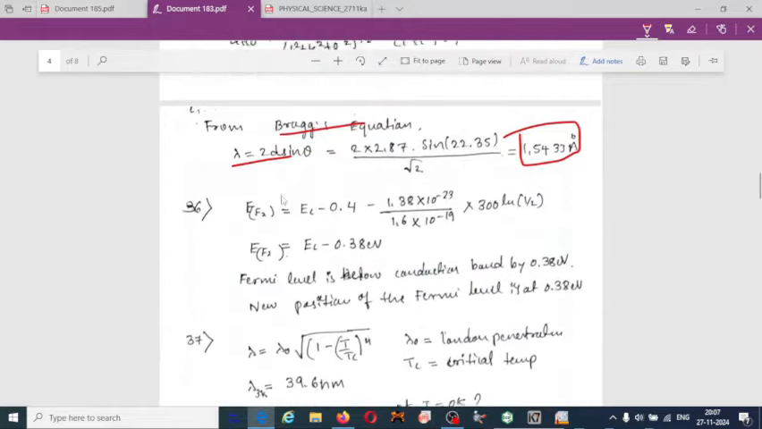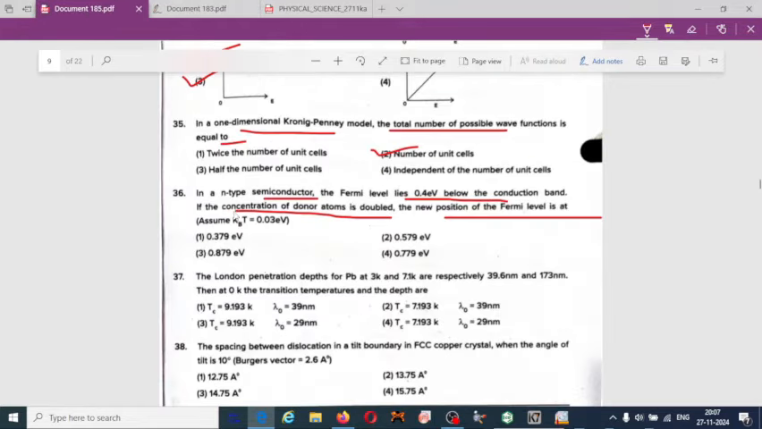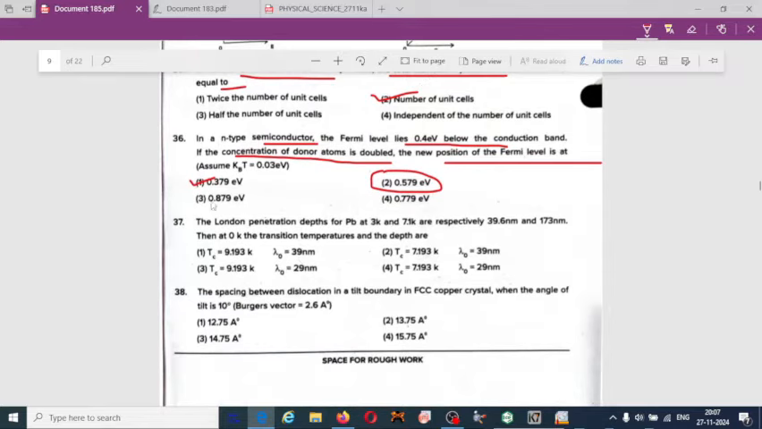Here I have the solution for that. The Fermi level E2 you can calculate here, you will get minus 0.38. The first one is the correct answer, but they have given 0.579 as the answer, but this one is the correct one.